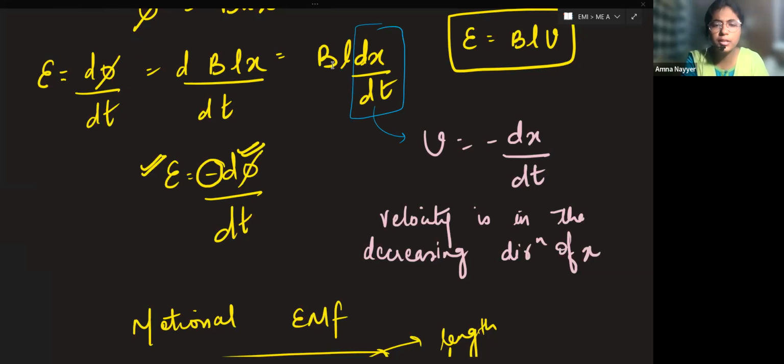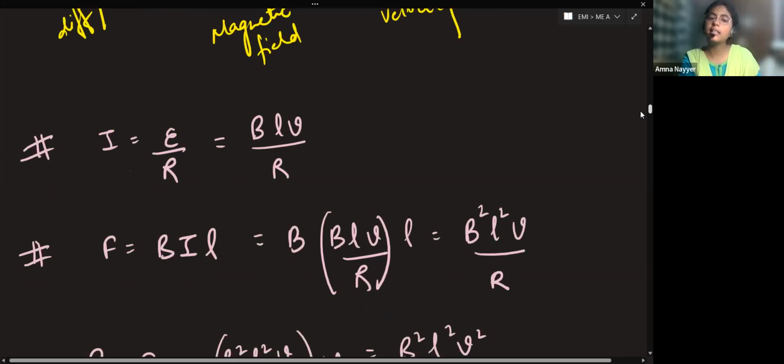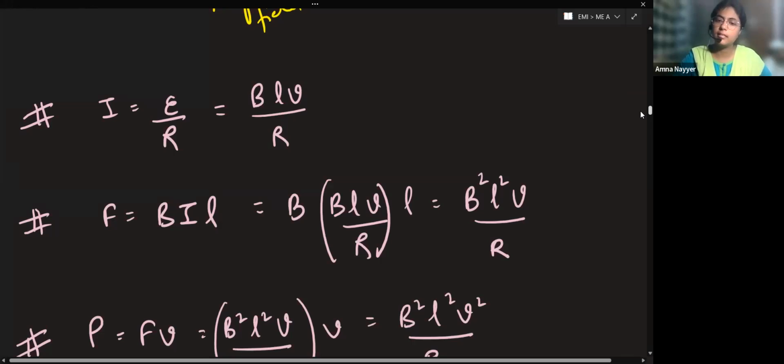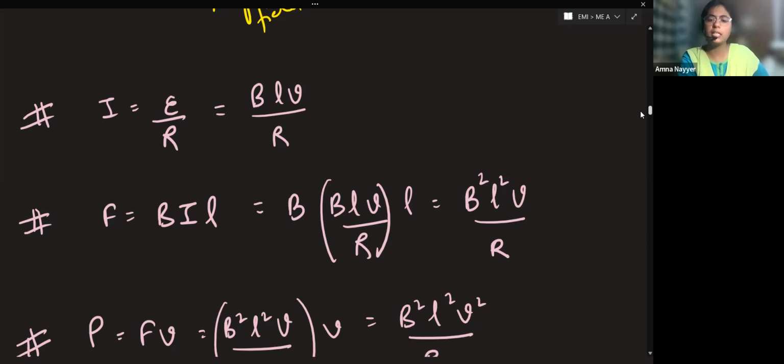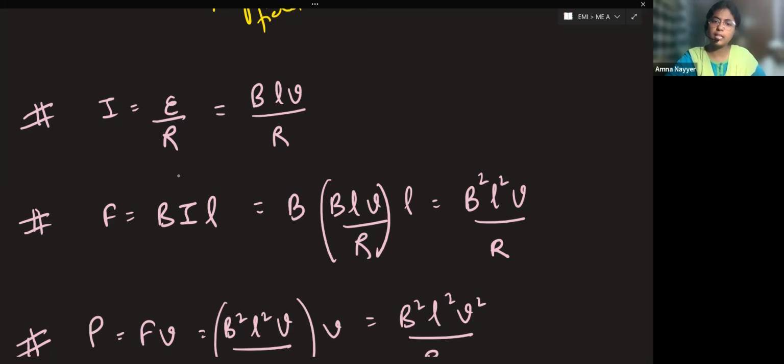In the second one there should be I. Here, Fahad, the force formula is BIL. Just check. BIL. So current is what? BLV by R. This is I. Put it in BIL. Got it, Fahad?